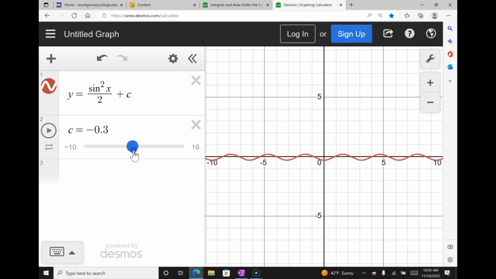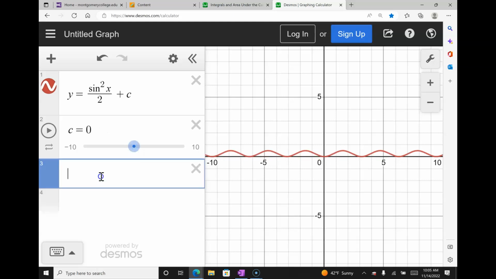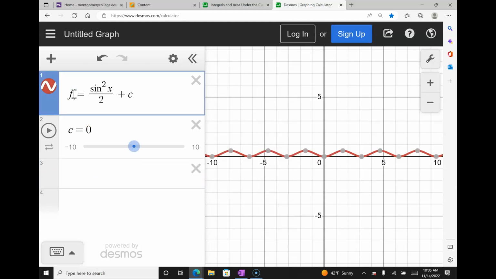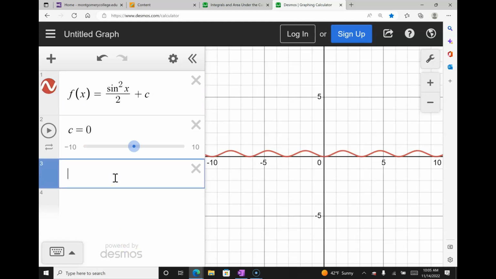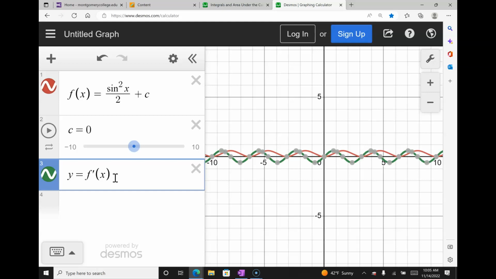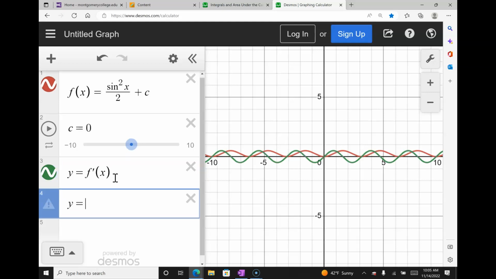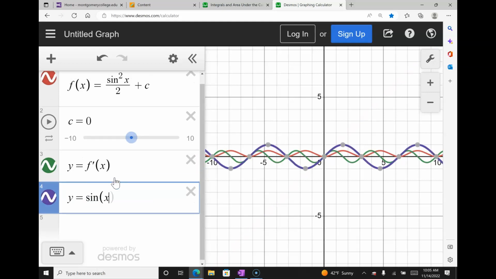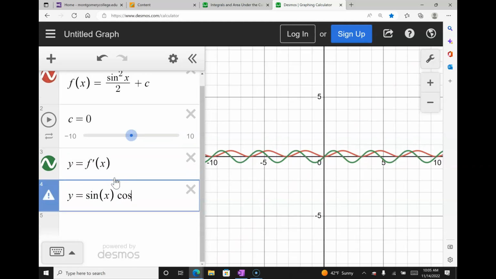I'm most likely interested in 0. Let me call this f of x, though, sorry. Because now I want to graph y equals f prime of x and graph y equals sine x times cos x. And I want to see purple and green matching, right?